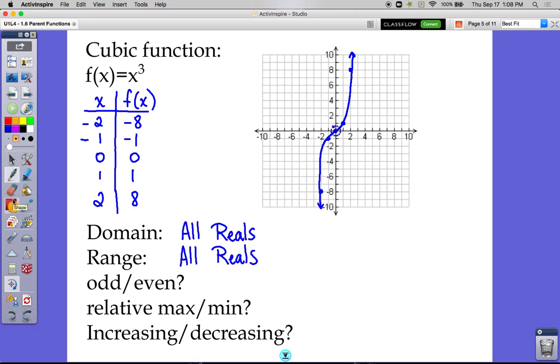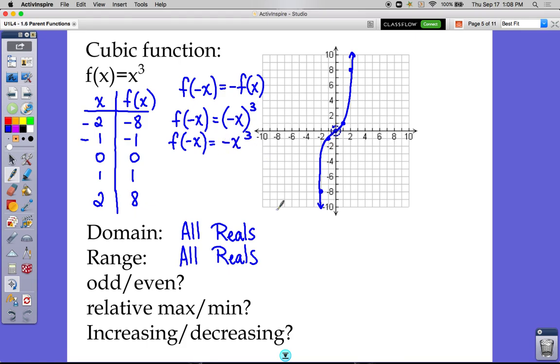That's one way to check if it's odd, if it's symmetric about the origin. That means that when you have x at 2 and y at 8, you also have -2, -8. There's a mirror image on the opposite side of the origin. Now, algebraically, we can prove that by saying f of -x is equal to -f of x. Let's take a look. f of -x would be -x cubed. So f of -x is equal to, when I take a negative to the third power, it stays negative.